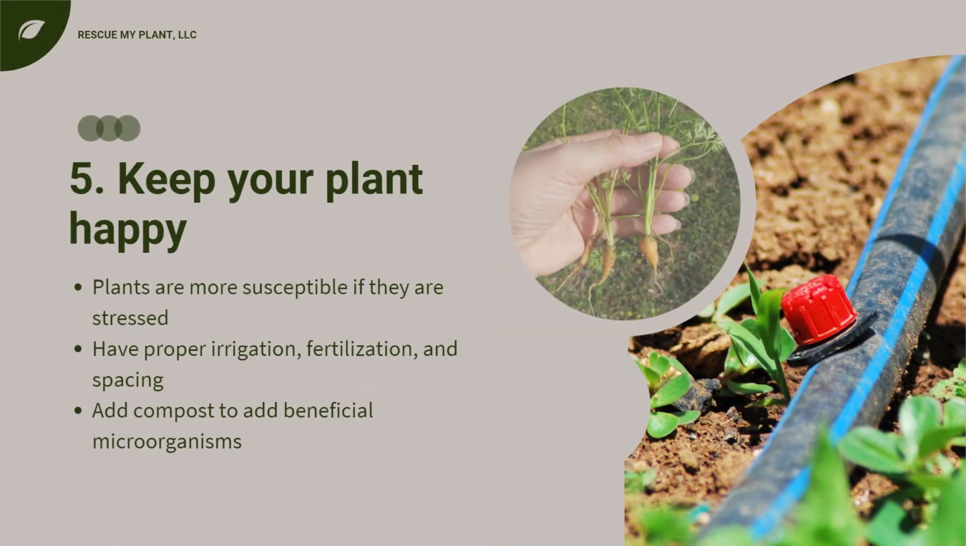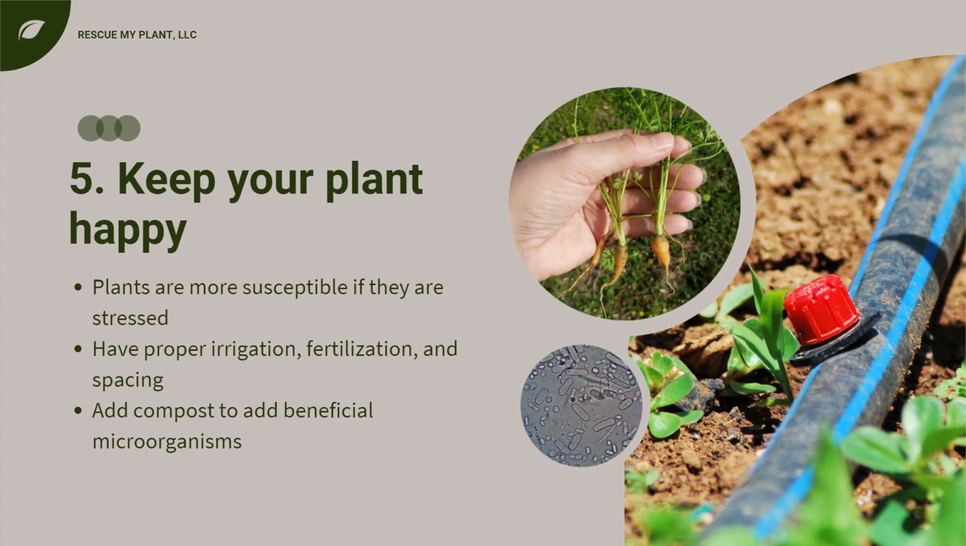One way I always say to prevent pests is to keep your plant healthy. Plants are more susceptible to pests and diseases if they are stressed. The plants are not as able to withstand the damage if they are unhealthy. In order to keep a plant healthy, it needs to have the proper irrigation and fertilization. It should also have proper spacing. In general, plants won't grow well, especially root vegetables like carrots and beets, if they are not thinned out.